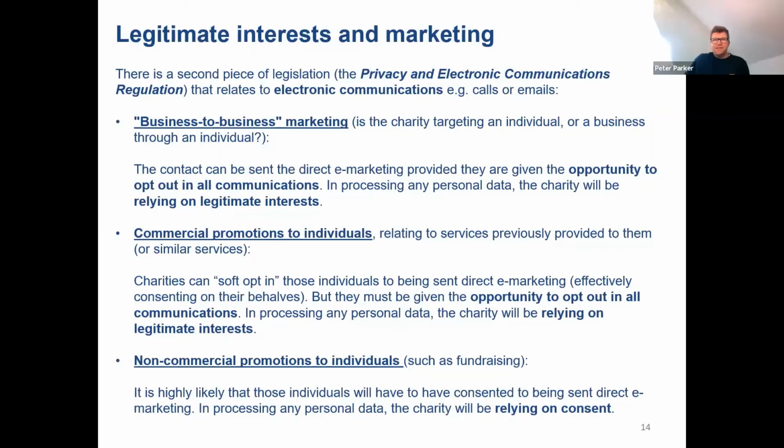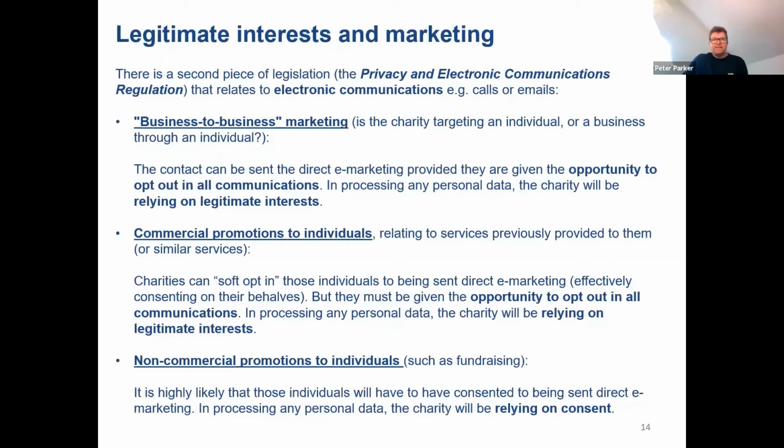Yes, absolutely. This is an area where charities have had difficulties and on occasion have got it wrong. The confusion arises because of a second piece of legislation that works alongside the UK data protection regime when it comes to electronic communications, such as calls or emails, which are often used by charities and indeed other organisations for marketing purposes. This second piece of legislation is known as the Privacy and Electronic Communications Regulation. And I think the position is broadly as follows.